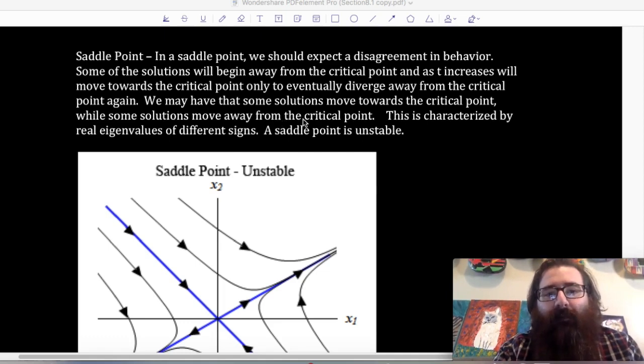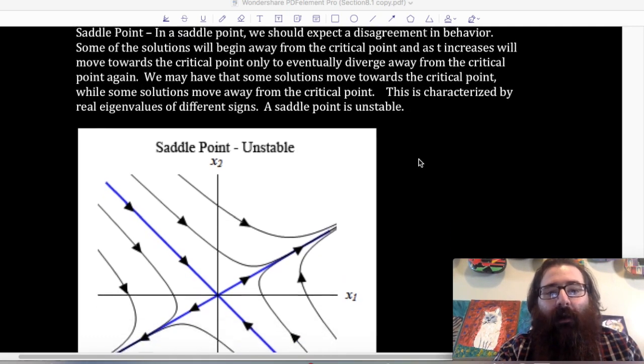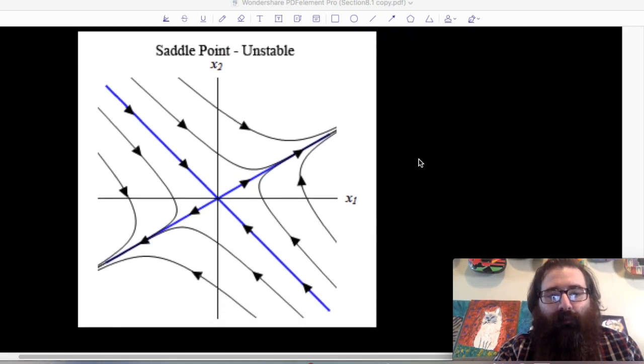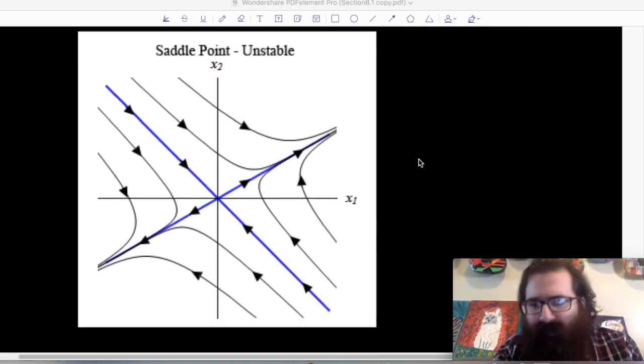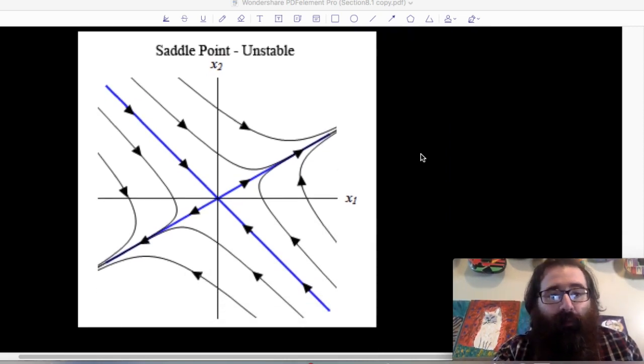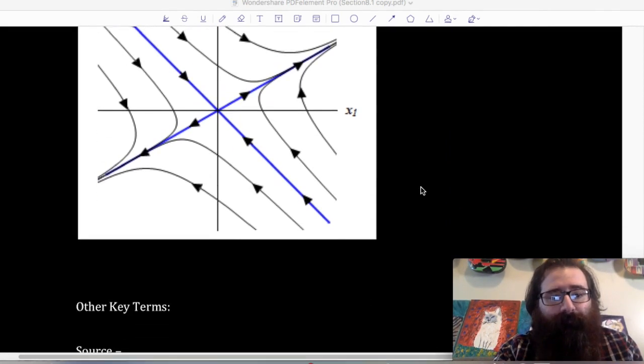We may have that some solutions move towards the critical point, while some solutions move away from the critical point, and this would be characterized by real eigenvalues of different signs. We say then that a saddle point is unstable. So this interesting behavior fakes us out a little bit. But there's a picture of how a saddle point would look.